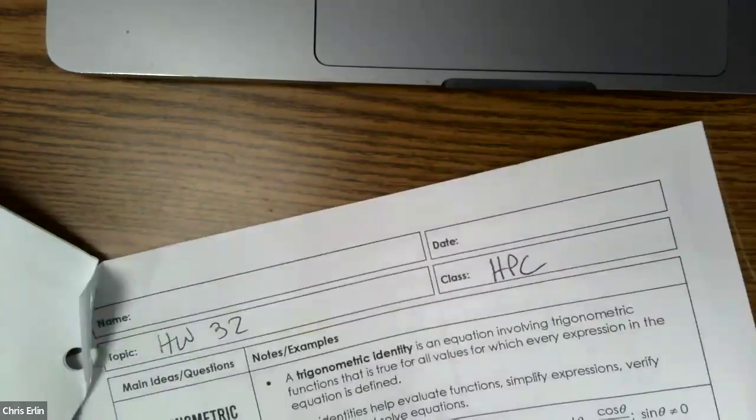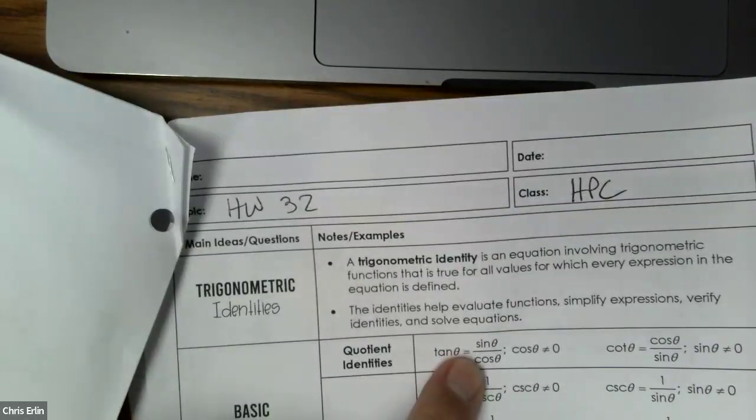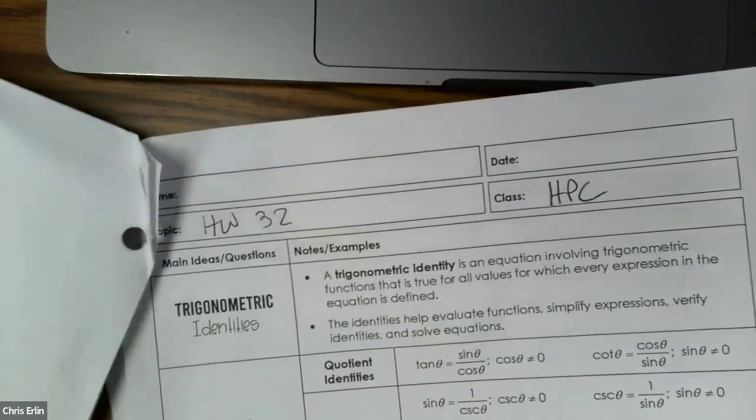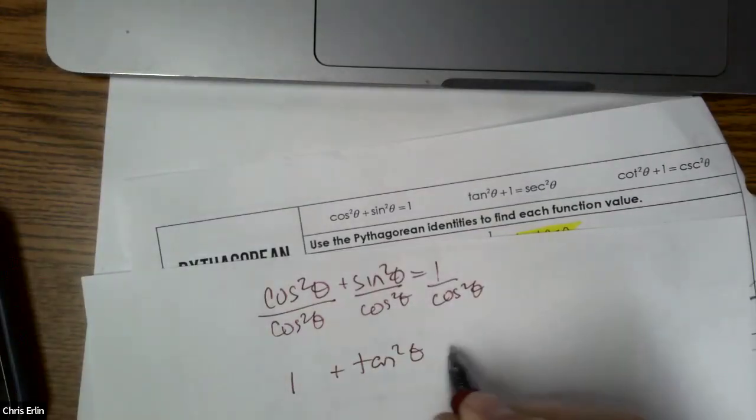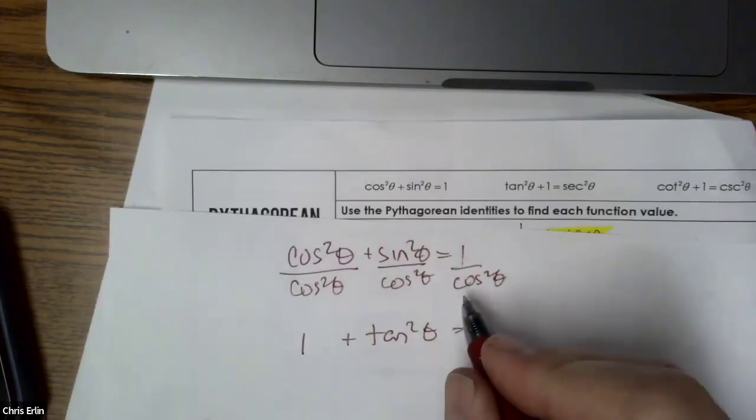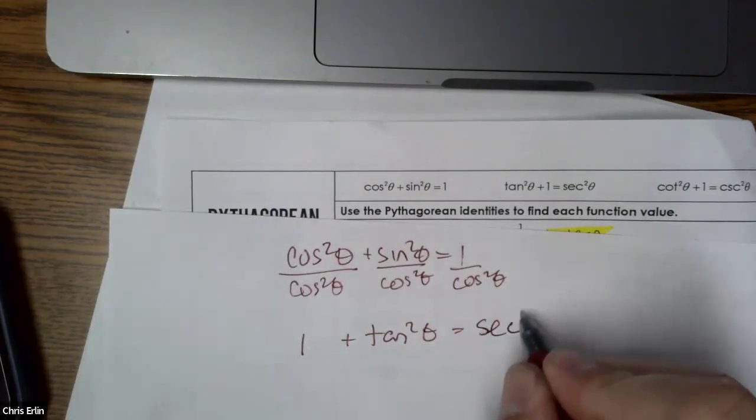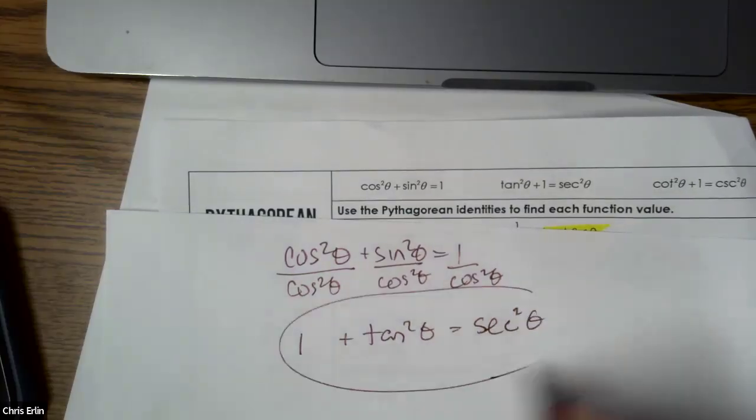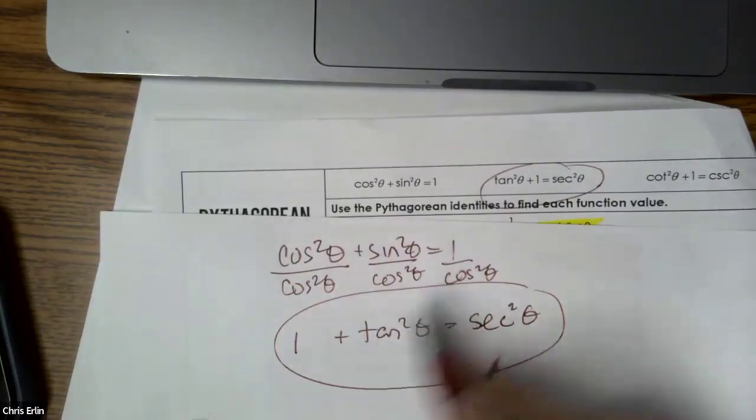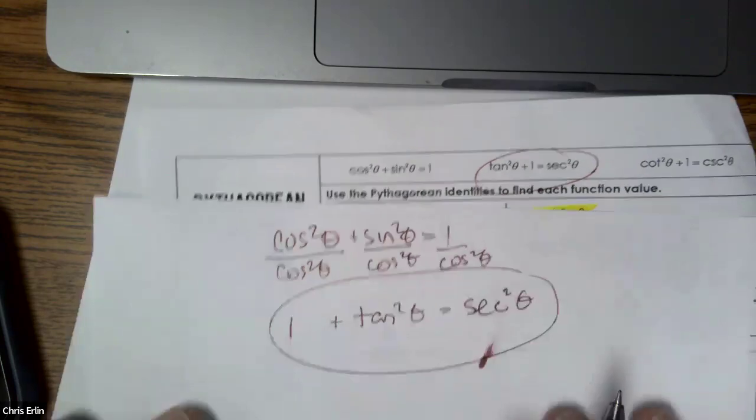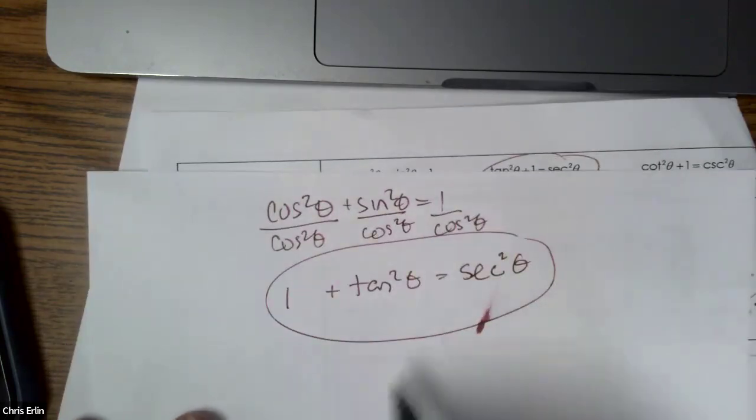Remember our quotient identities? Sine over cosine is tangent. So what's sine squared over cosine squared? Tangent squared. What's 1 over cosine squared? Secant squared, right? In other words, this is the same as that one. Yeah, these two are out of order, but that's okay. That's probably because it started with sine squared plus cosine squared. I'm not sure why this one reads cosine squared.